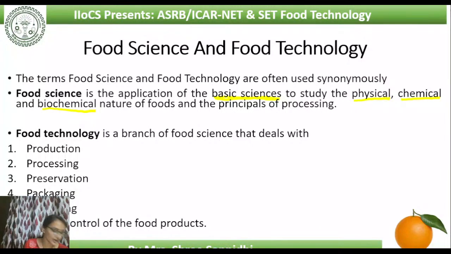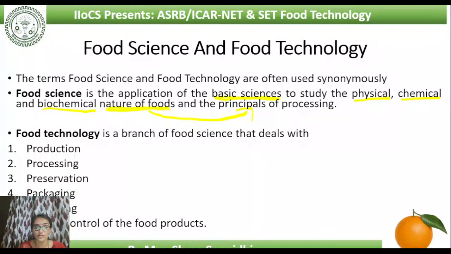Okay, so we study all this nature of the foods, and then we apply that knowledge to understand the principles of processing of the food. So to understand the processing of food, we have to know all these aspects of the food. Then only we can bring out the principles of processing. Okay, this is about food science.